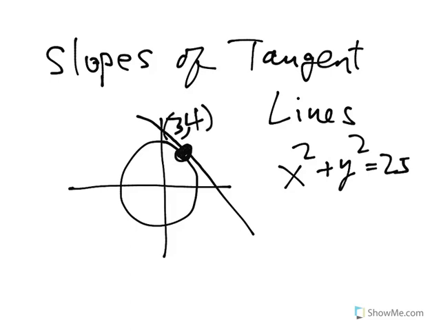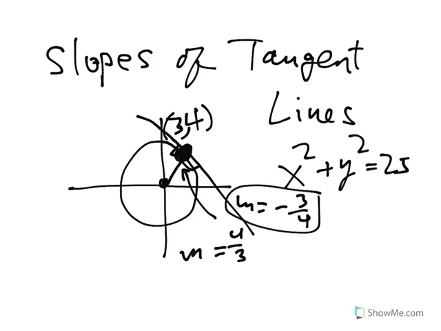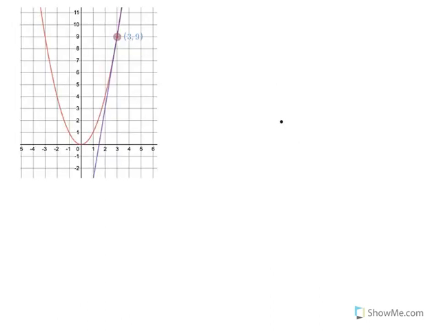There's a rule that the tangent line is always perpendicular to the radius in a circle. So if this radius has a slope of 4/3, then the tangent line is perpendicular to it. It has a slope of negative 3/4. But when the curve is not a circle, it can get pretty difficult.